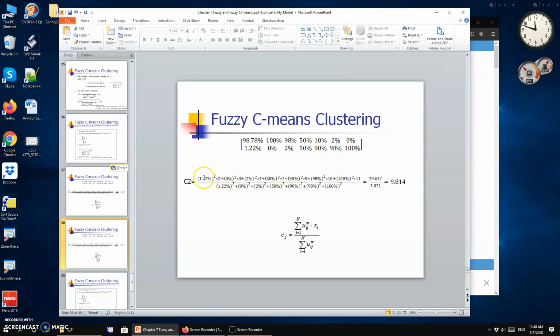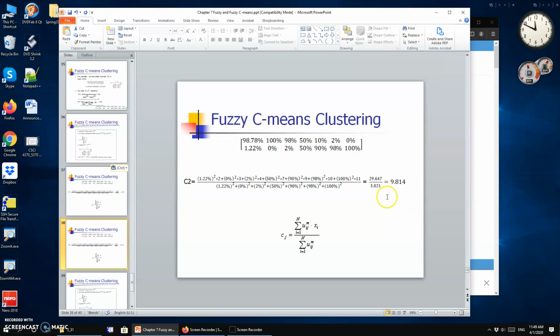For the numerator, it's the same thing. Each one has its contribution. Node 2 has a very, very small percentage, and after the square it is almost nothing, but it contributes a little bit to the second cluster. The higher the percentage, the more it will contribute to the cluster. In the end, you will get a value of 9.814.